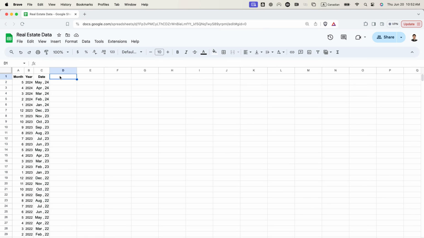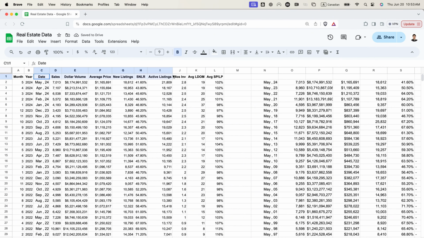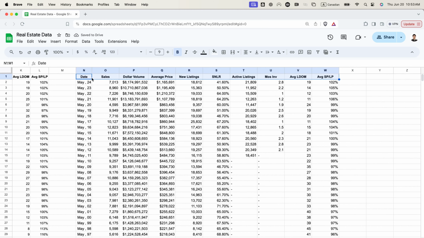Now that I have my data organized, let's do something with it. Let's say you want to see all the sales numbers for the month of May over each year. I'll just use this space beside the raw data and then use a formula to pull all this data from my source data to organize it. Now that I have this data organized, let's create a graph to visualize it and understand what's going on.